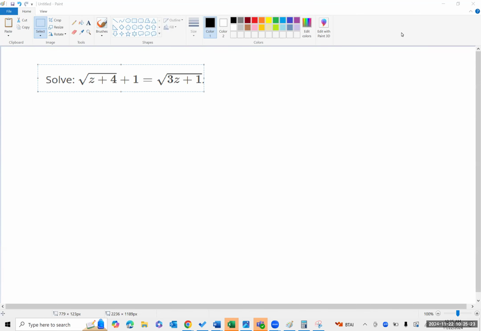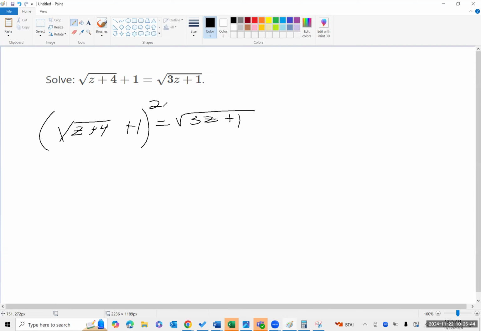Okay, so to solve this one, we're gonna have to square twice. So I'm gonna copy it for now, as is. And I'm gonna square both sides. So it's gonna get a little bit complex here.